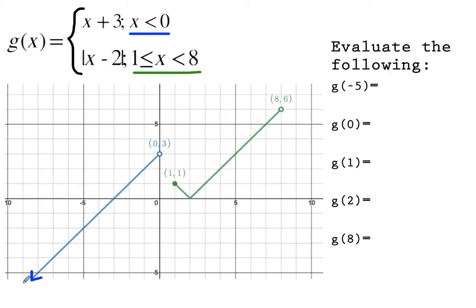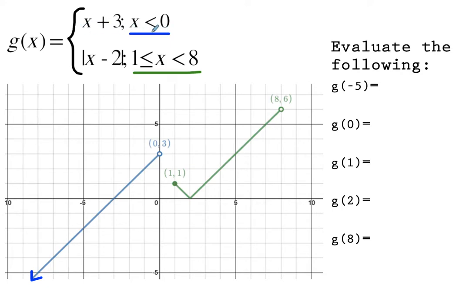We see my linear piece, and it's everything less than 0, so it goes on forever in that direction. And then we see our absolute value piece, which is going to be between 1 and 8. So we can use this information to evaluate the following. So if I want to evaluate g of negative 5, first I need to decide what domain does negative 5 fit into. Is negative 5 between 1 and 8? No. Is negative 5 less than 0? Yes. So I know that I'm going to be looking at the linear part of my piecewise function.